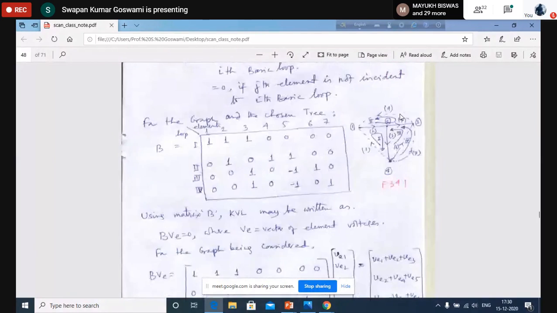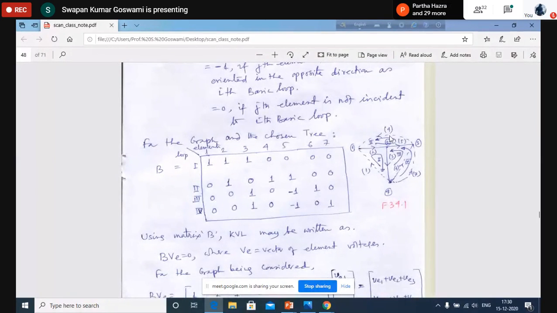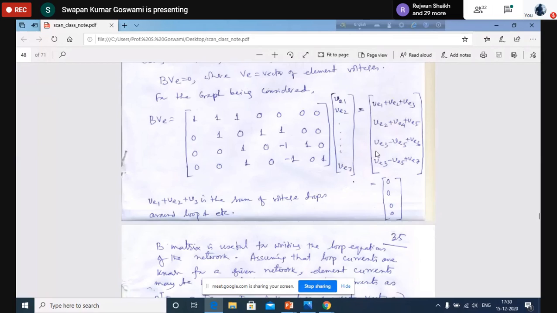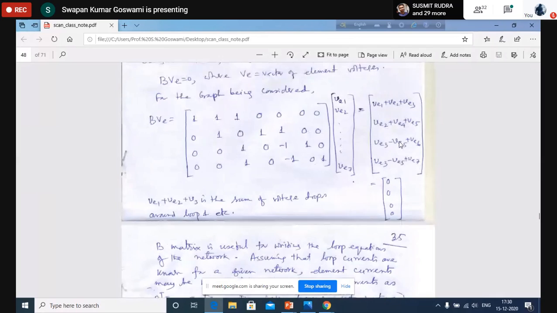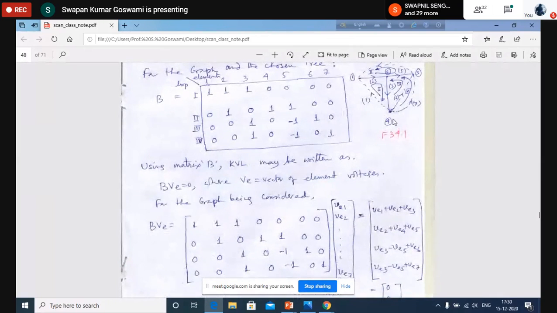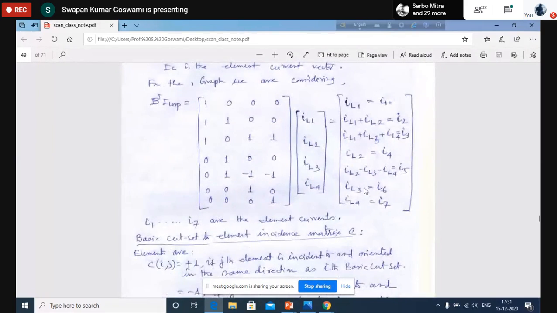What is element current 4? Element current 4 is nothing but the loop current 2. Only one loop here. Okay, loop current 2 is element current 4. So what is the current in element 5? Current in element 5 means here this current. It is loop current 2 minus loop current 3 minus loop current 4. Okay, this is loop current 2 minus loop current 3 minus loop current 4.